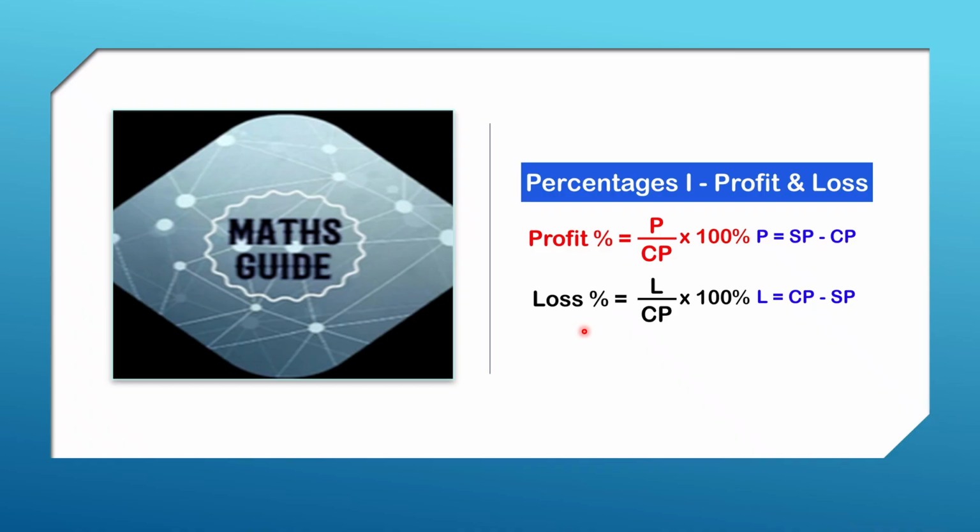And to find out the loss percentage, instead of profit we will write the amount of loss, and again it will be divided by the cost price and we'll multiply by 100% to find out the percentage. And as you all know, loss is equal to cost price minus selling price.